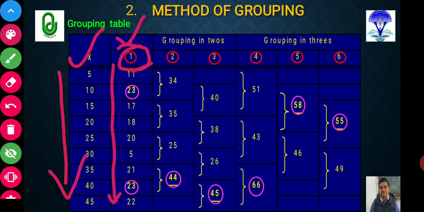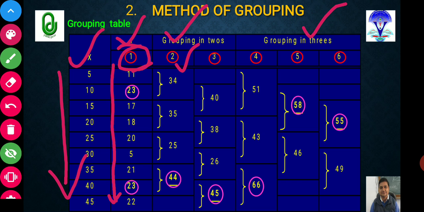Now, you have to group the frequency, and you can group your frequency either in terms of 2 or in terms of 3. How you group the frequency in terms of 2 or 3, we will see here. The first grouping we have in the next column, which is actually the third column, but we designate it as the second column.